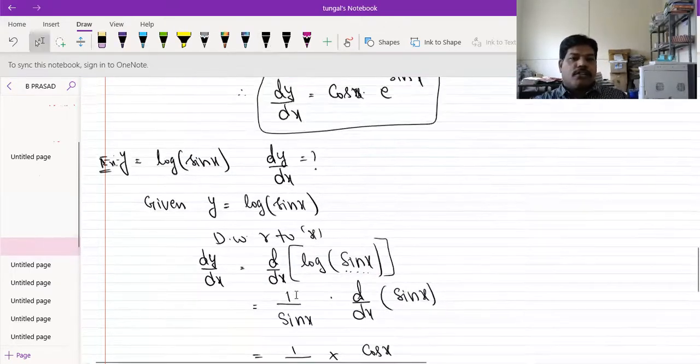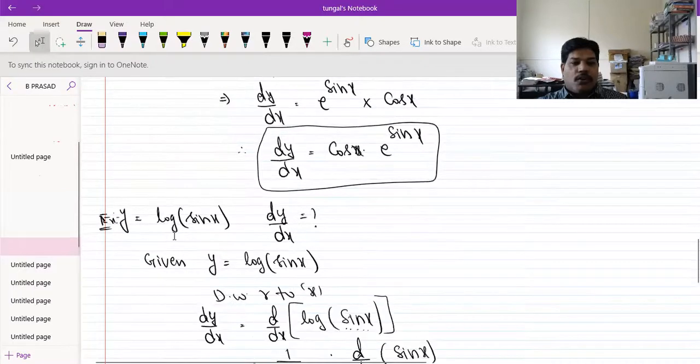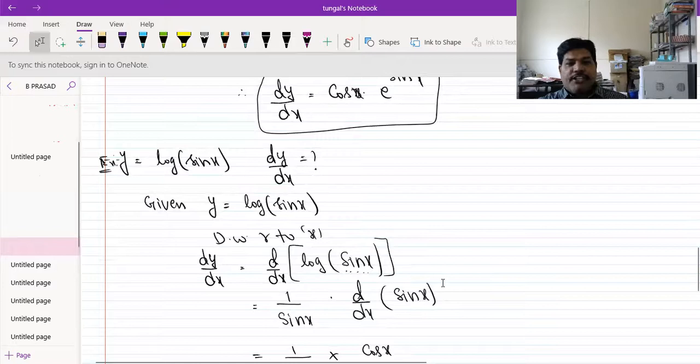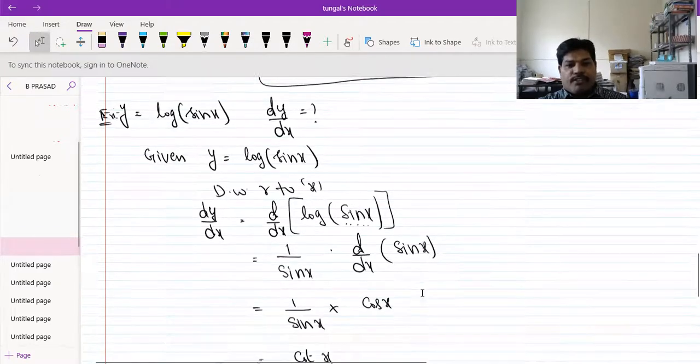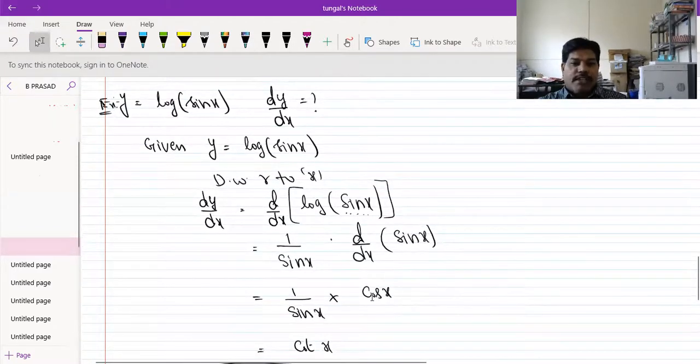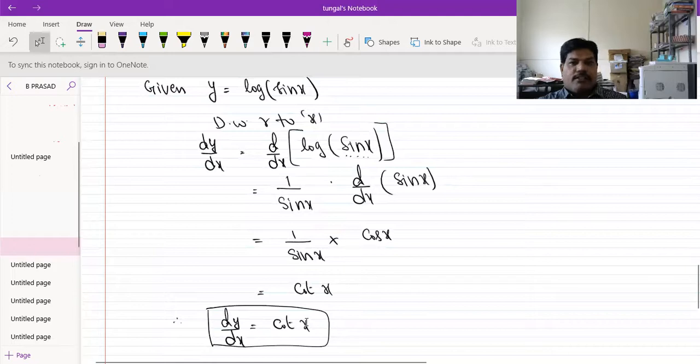Understand, students? Log y is equal to log of sin x. Log f of x has derivative 1 by f of x into the derivative of f of x. The derivative of sin x is cos x. So 1 by sin x into cos x becomes cos x by sin x, which is nothing but cot x. Understand, students? See that and review the properties once again.